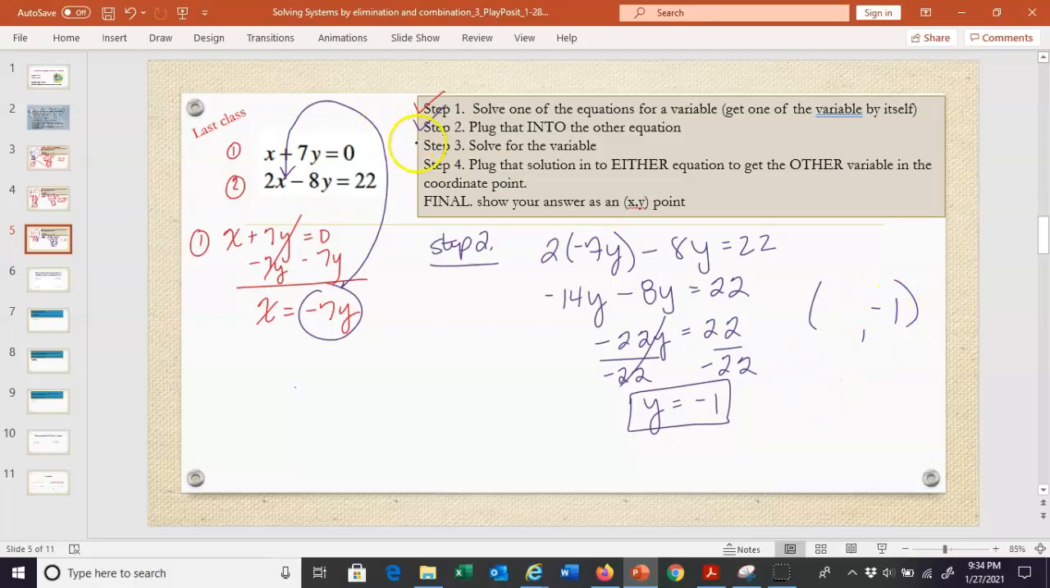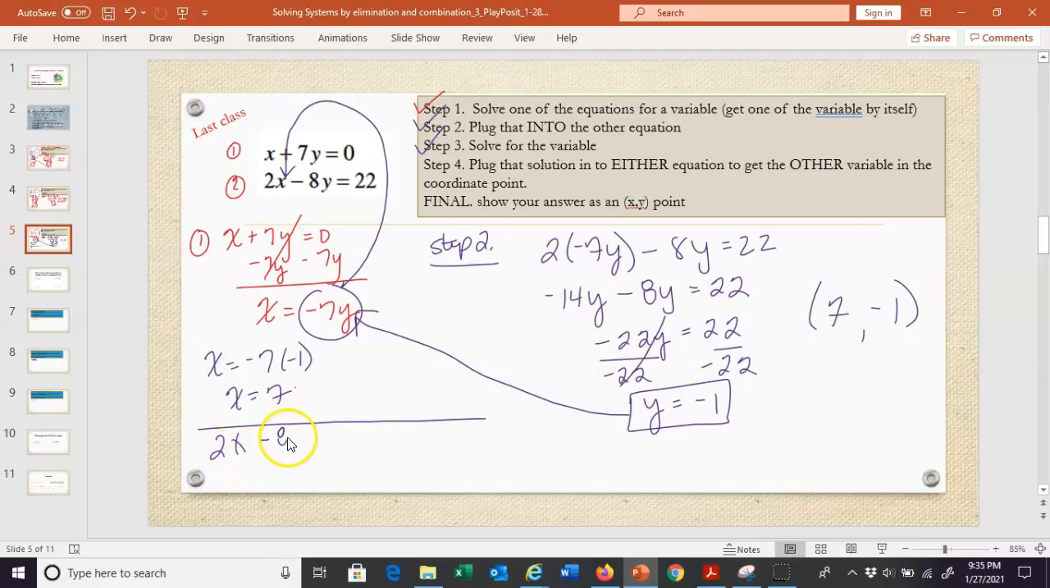We need to do step 4 now. We need to plug that into either equation to get the other variable. So I'm going to plug it in here. Again, I just think it's the easiest. So x equals negative 7 times negative 1. X equals 7. Just to kind of show you at this point that you could plug it in anywhere, let's plug it into equation number 2.